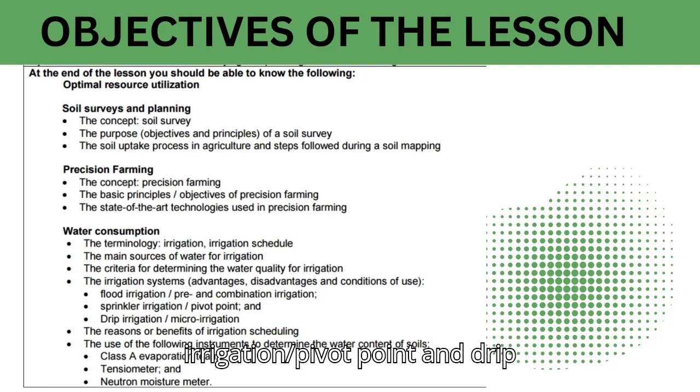Sprinkler irrigation, centre pivot, and drip irrigation, micro irrigation. The reasons or benefits of irrigation scheduling. The use of the following instruments to determine the water content of soils: Class A evaporation pan, tensiometer and neutron moisture meter.